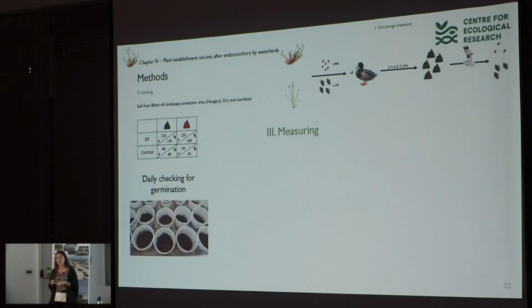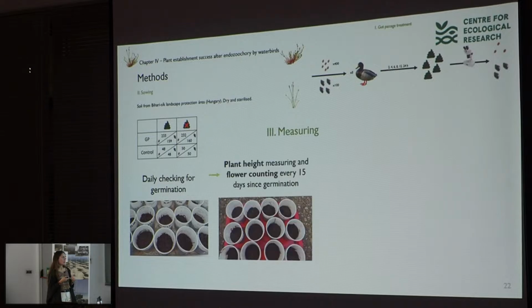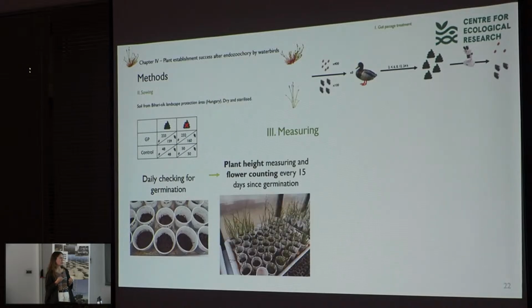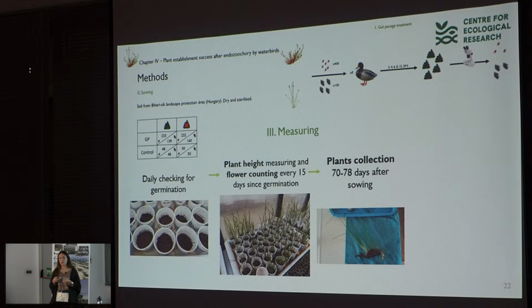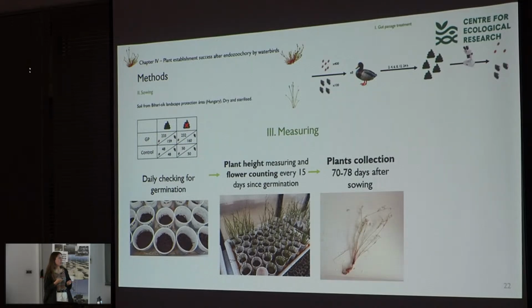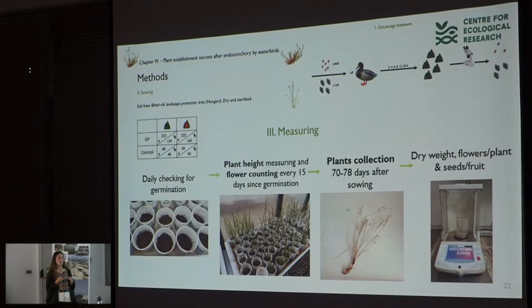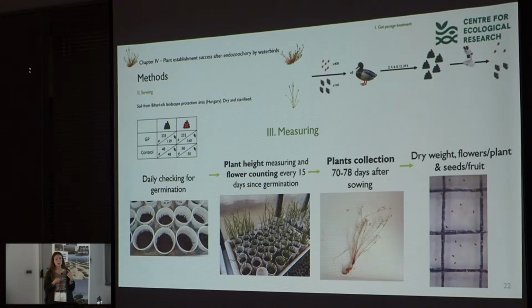Then we check the pots for new germinations daily during 1 month, and every 15 days we measured the plant height, and for Juncus we counted the number of flowers per plant. Then 70 to 78 days after sowing, we collected the plants and dried them to measure the above ground mass, and for Juncus we also counted the final number of flowers per plant, and now we are counting the number of seeds per fruit.